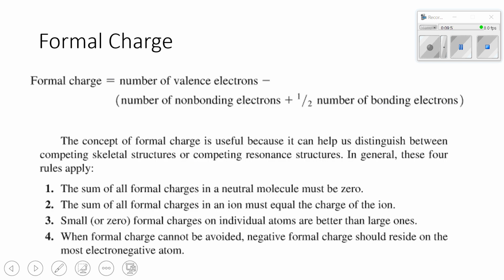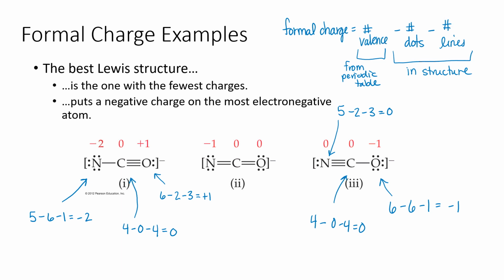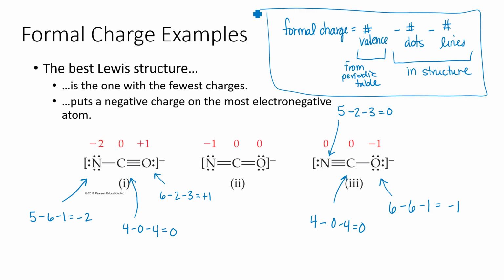Then the idea of formal charge. Here is a formal definition of formal charge. Then I'm going to show you my definition, which I tend to find helpful here. The way I tend to think of it is, to find the formal charge you take the number of valence electrons that you get from the periodic table, and then you look at the structure and you subtract the number of dots and the number of lines in the structure.